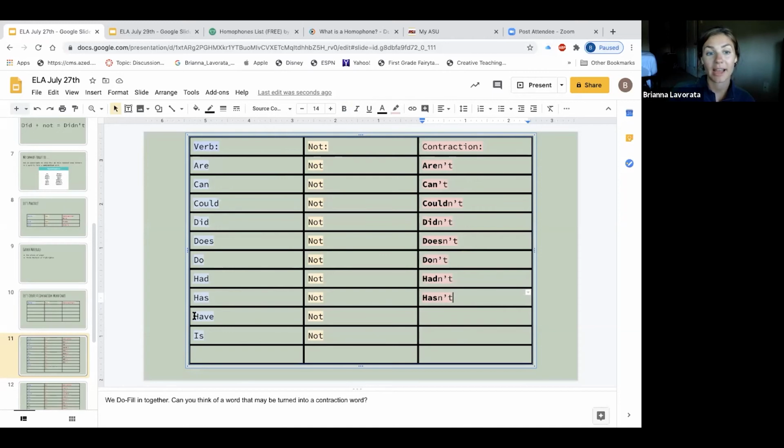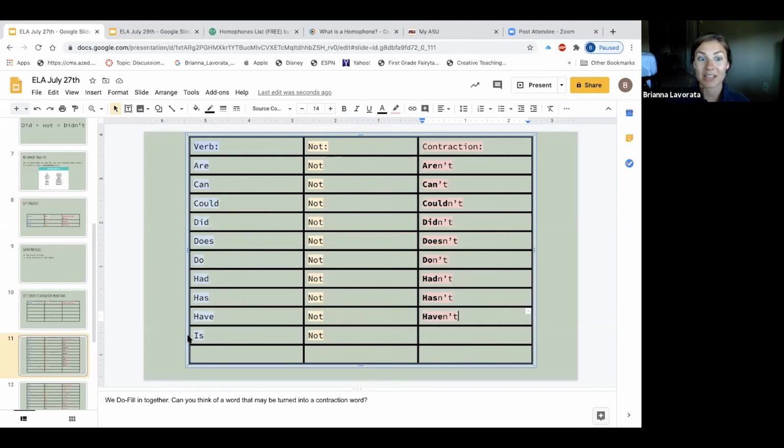Now we have the word have right here. The first thing I'm going to do is write my word out, have. And then I need to add the word not. Haven't, apostrophe T, haven't. So we have the word have not: I have not left the school yet. Have not becomes haven't. I haven't left the school yet.